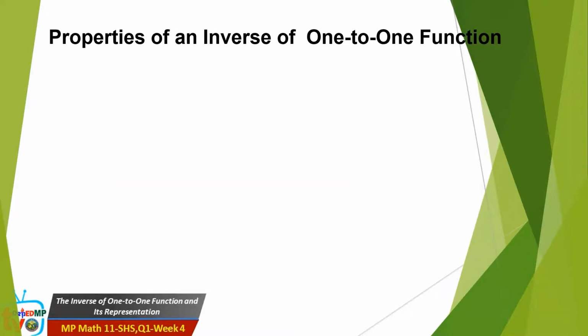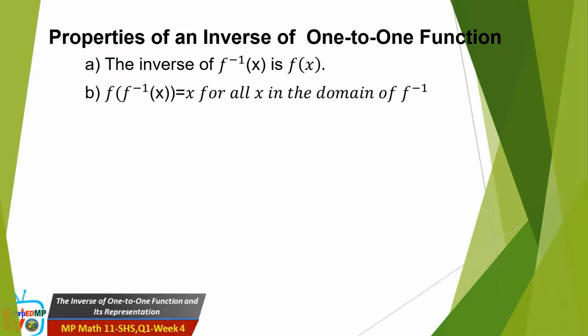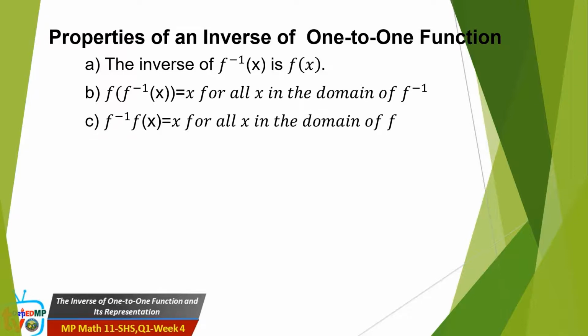From those examples of finding the inverse of one-to-one function, the properties of an inverse of one-to-one function are the following. Letter A. The inverse of the inverse of f of x is the function f of x. Letter B. The function f of its inverse function of x is equal to x for all x in the domain of the inverse function. And letter C. The inverse function of f of x is equal to x for all x in the domain of the function.